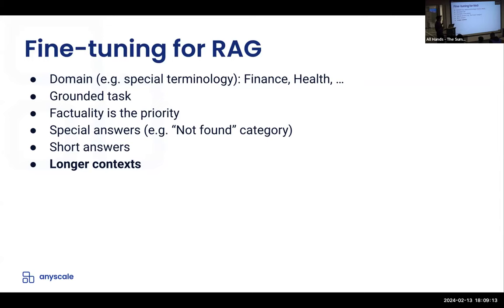With RAG, you're ultimately looking at a grounded task, which means you're not trying to create new knowledge. Everything the LLM needs to do is captured in the context you're feeding it, so hallucination is not so relevant here. As long as it doesn't go beyond the context provided and doesn't come up with answers that are not part of the context, it should be fine. With fine-tuning, you can teach a model that given a context, it should limit its knowledge to this context. If nothing is relevant, you can teach it to give special answers like, the answer to this query is not found.